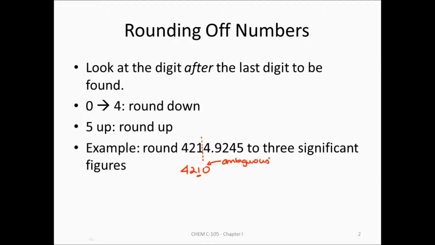So therefore, a better approach is to use scientific notation. If I move from here 1 to 3, I find that it is 4.21 times 10 to the 3 in scientific notation.